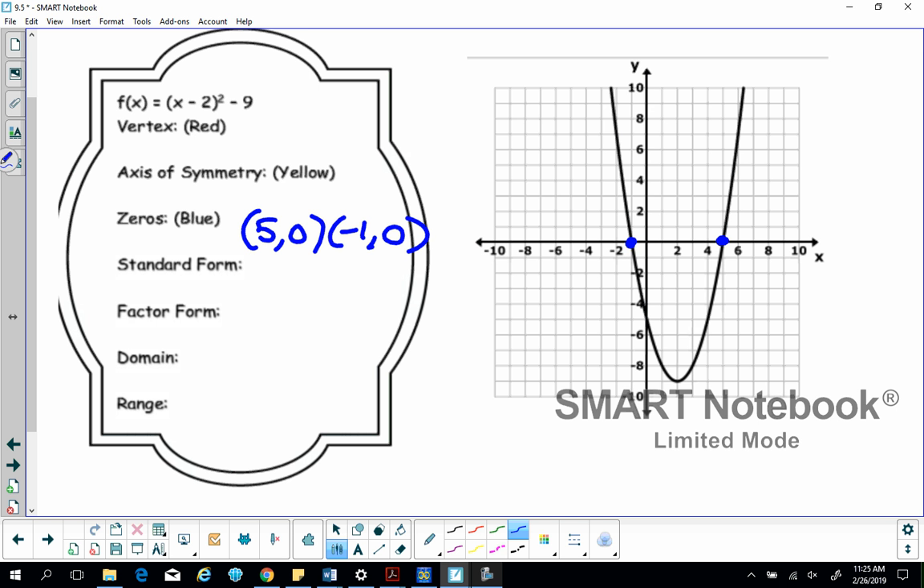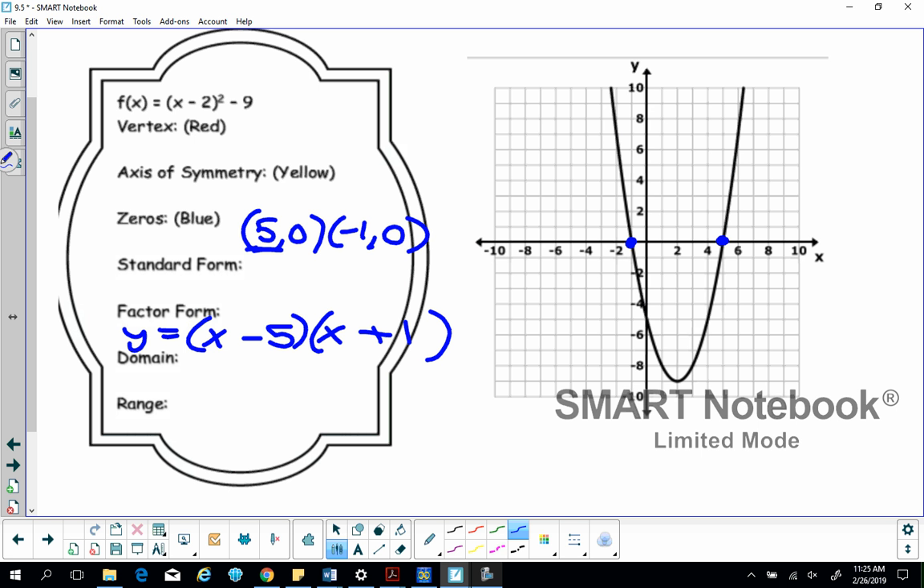So my zeros are 5, 0 and negative 1, 0. Do we remember that opposite day? So when we write our factors, remember it's the opposite. So what's the opposite of positive 5? So remember it's x minus 5. And what's the opposite of negative 1? Positive 1. Yep. And so that's factor form. So the x-intercepts are opposite of the factors.